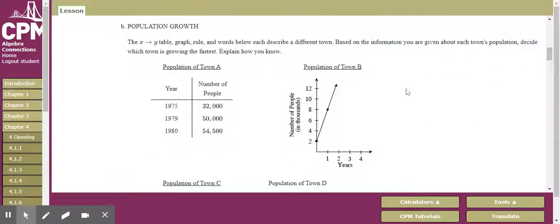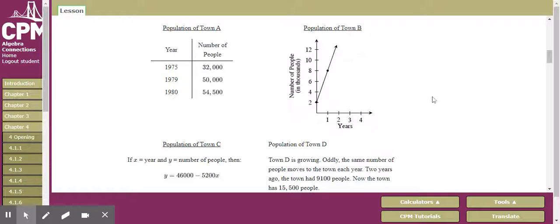Here's another one where you're given 4 different representations of the growth of populations of 4 different towns. So the question is, which one is growing the fastest? So we're looking for the one that has the highest rate or the steepest slope or the biggest m. So in this one, you have a table. What you want to pay attention to is that these years do not go up by 1. So make sure that you're paying attention to that when you're figuring out the rate here.